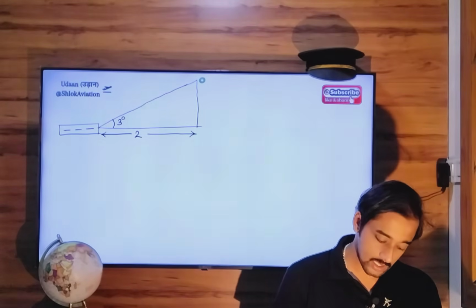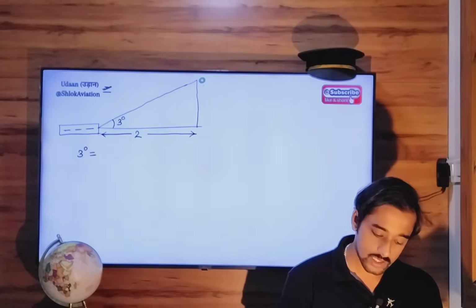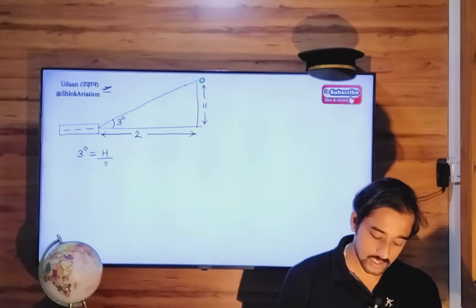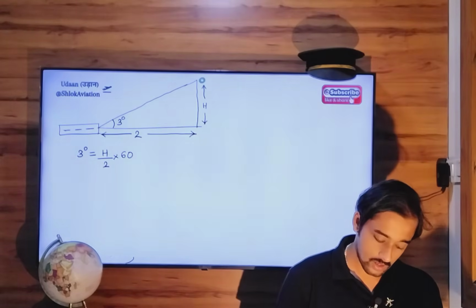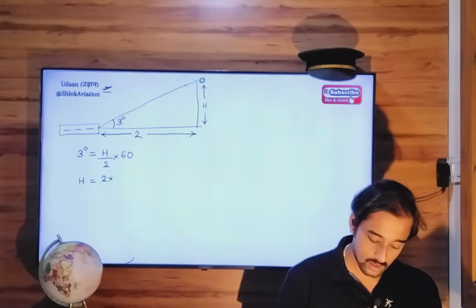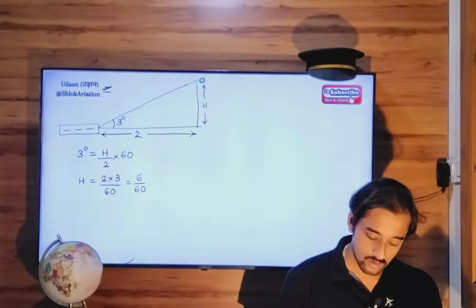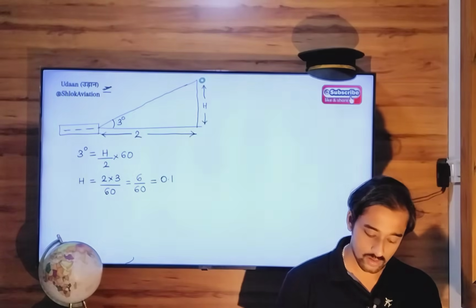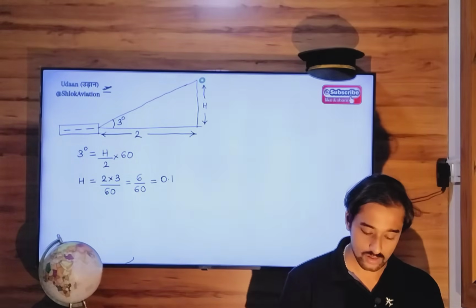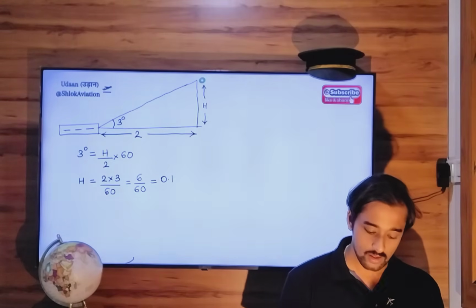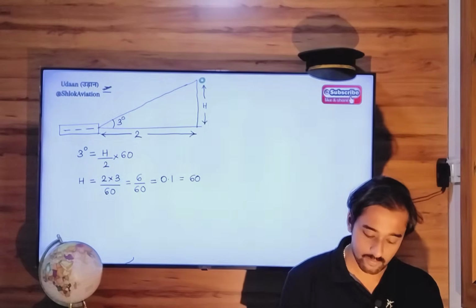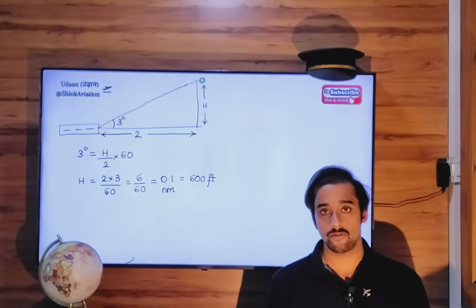Now using the 1 in 60 rule, 3 degrees equals distance of track, that is height of aircraft, divided by distance gone into 60. Height equals 2 into 3 divided by 60, which is equal to 0.1. Okay, multiply by 6,000, you get 600 feet. So 0.1 nautical mile or 600 feet. So your aircraft is 600 feet high.